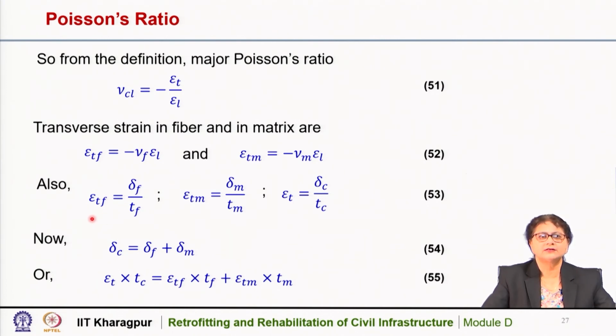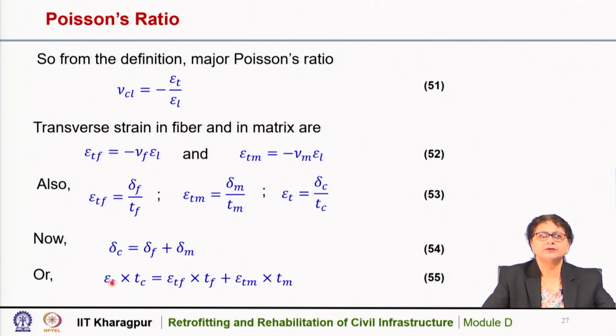Also, we can write that the strain in the fiber, that is epsilon T f, can be written as delta f by T f, that is the deformation in the fiber by the total thickness. Similarly, epsilon T m can be written as delta m by T m, and epsilon T can be written as delta c by T c, which is for the composite. Now, the total deformation of the composite delta c is the summation of the deformation of the fiber part and the matrix part. So, delta c is equal to delta f plus delta m.